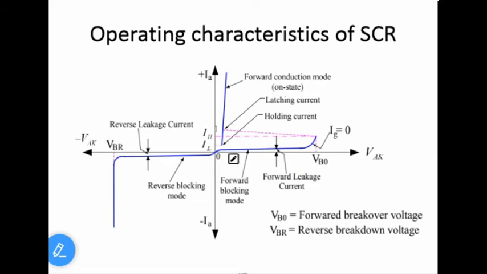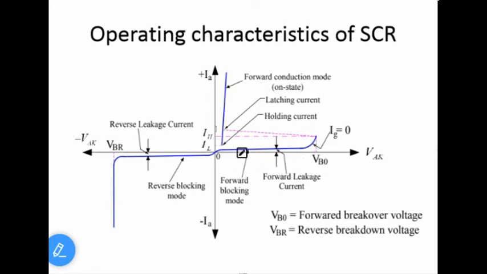Now here, if I increase this voltage, this leakage current slightly increases. Still, it is in the off state. When the applied voltage is beyond a voltage called the forward breakover voltage, the SCR goes to conduction without control. This method of turning on is not a reliable method because it may damage the SCR. The SCR may burn at once. Therefore, this is not a suitable way to turn on the SCR.